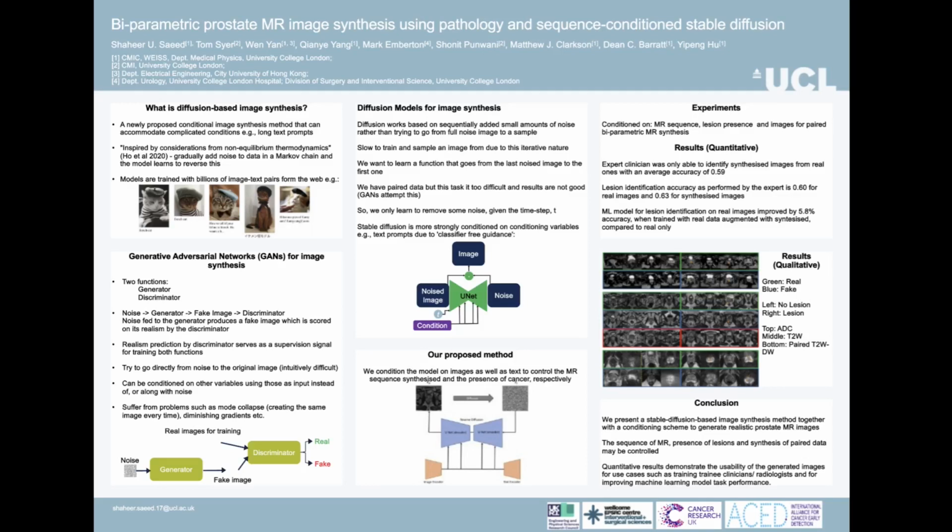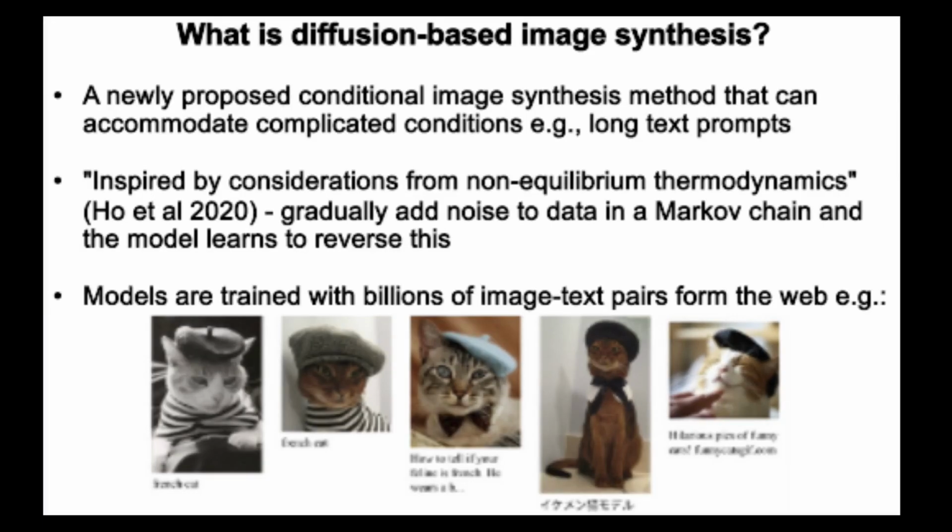Shahir, and I'll tell you about our paper titled Bi-parametric prostate MR image synthesis using pathology and sequence conditioned stable diffusion. So let's first start with what is stable diffusion-based image synthesis. Well, diffusion or stable diffusion is a newly proposed conditional image synthesis method that can accommodate complicated conditions, for example, long text prompts. So it can generate images based on those complicated conditions.